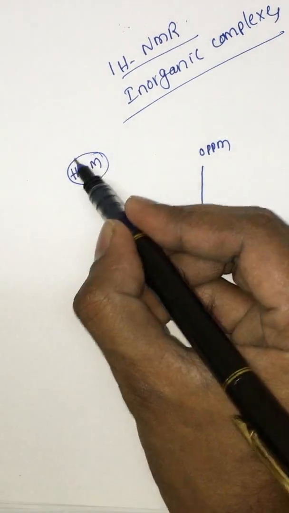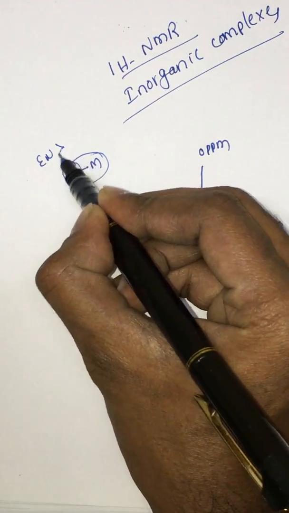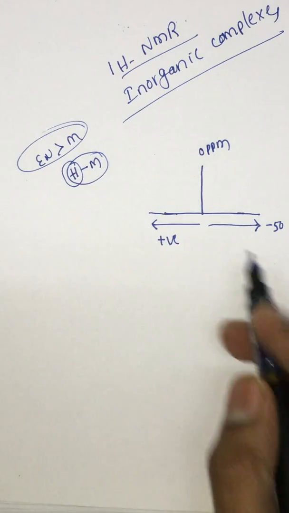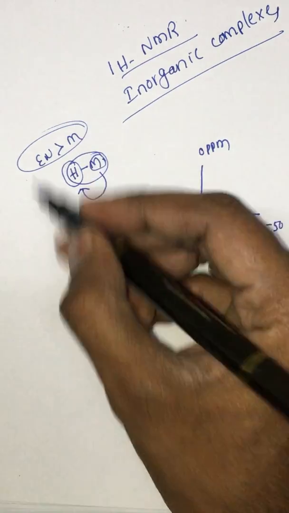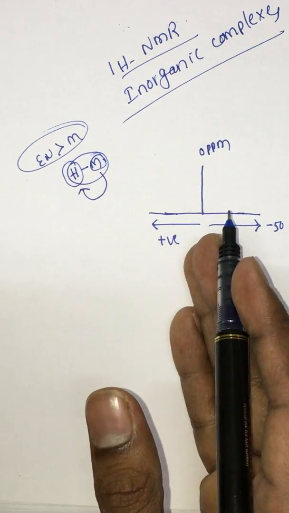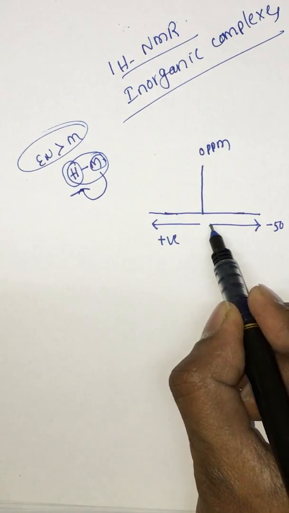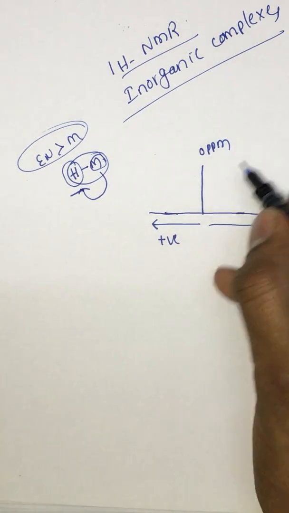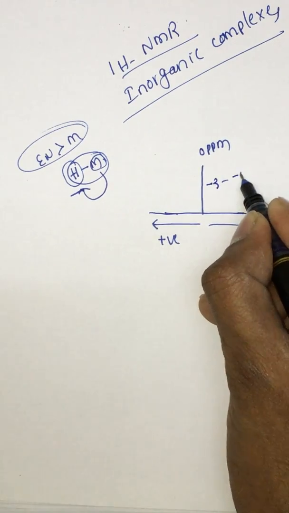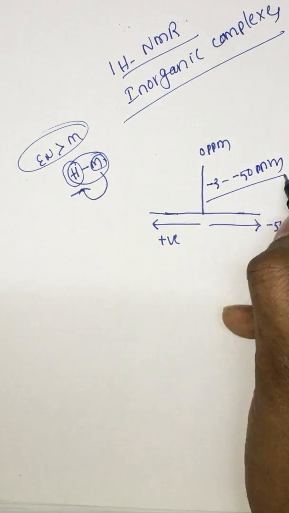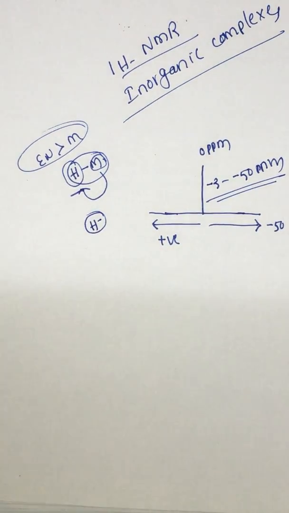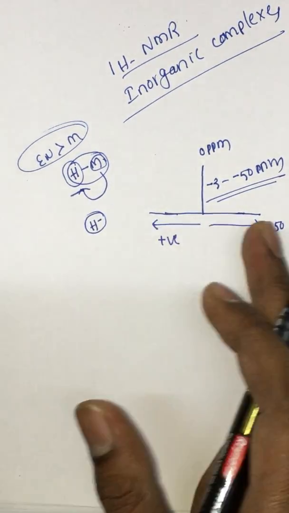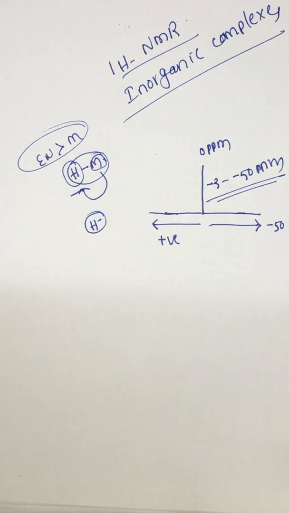In this case, the electronegativity of hydrogen is greater than that of the metal. Because of that, whatever electron density is there with the metal goes on to the hydrogen, so hydrogen becomes more shielded. That is the reason we see hydrogen between 0 and minus 50 ppm, more precisely minus 3 to minus 50 ppm. Here hydrogen is present as a hydride, H minus, so it has more electron density, and because of that we see chemical shift values from minus 30 to minus 50 ppm.